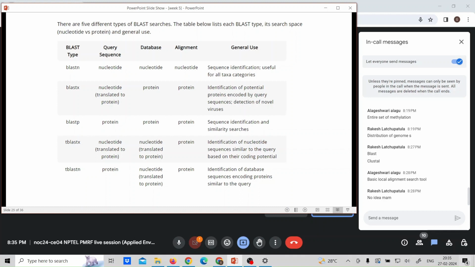So this is the entire concept of BLAST. BLAST is generally a search tool that's used for genomic identification or analysis, and these are the different types of BLAST. This is a very basic and very useful tool in our microbiological analysis. Is that clear?